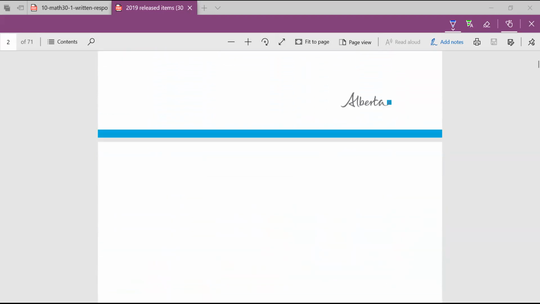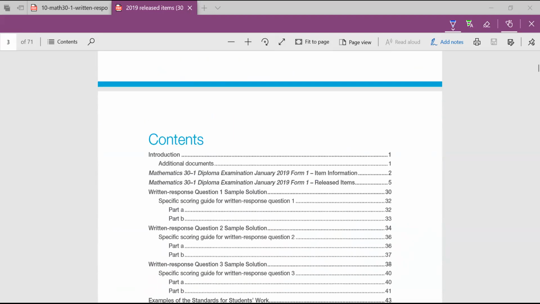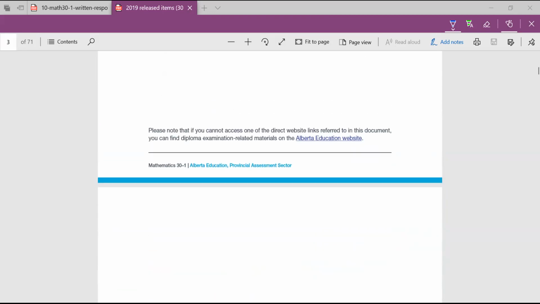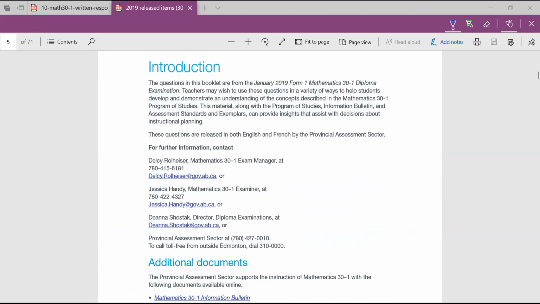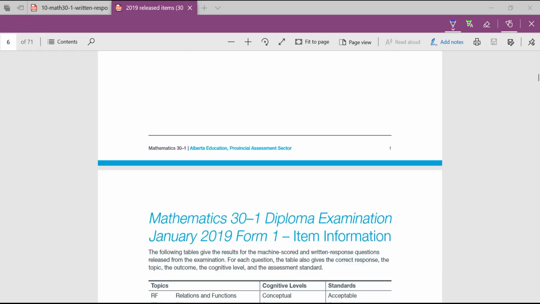The other things I want you to make sure you have with you: you need your formula sheet, of course, and a graphing calculator, and a coffee or a tea, and we will work through this thing.